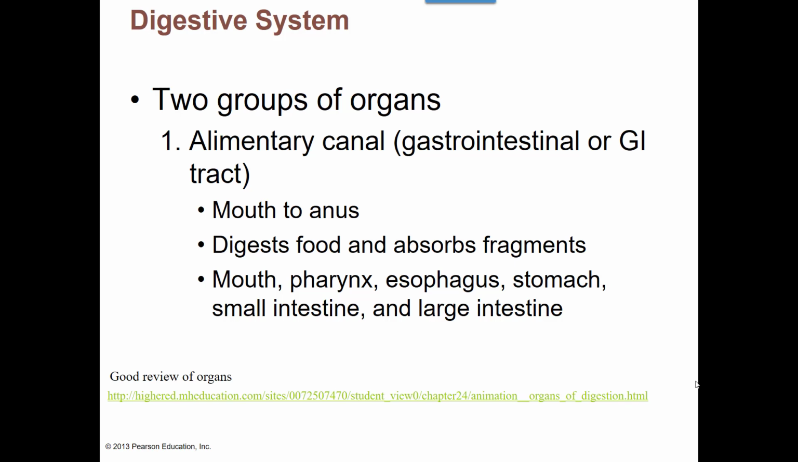Now, that link that you see right there, I have that link on Blackboard. It's a nice review of the different digestive system organs.